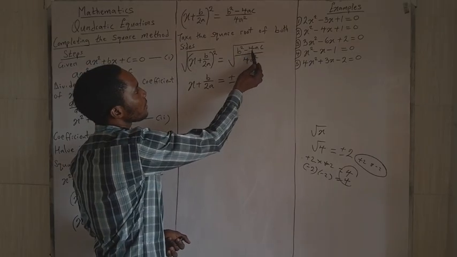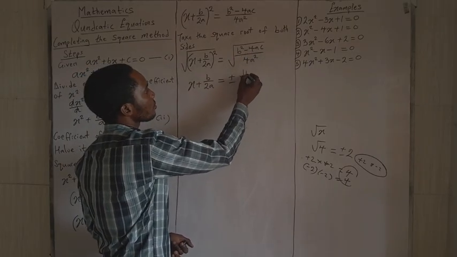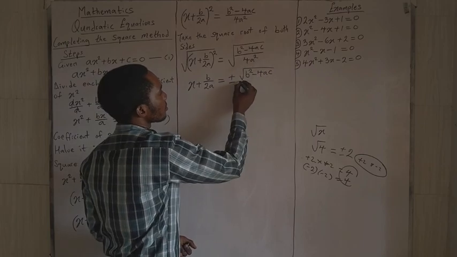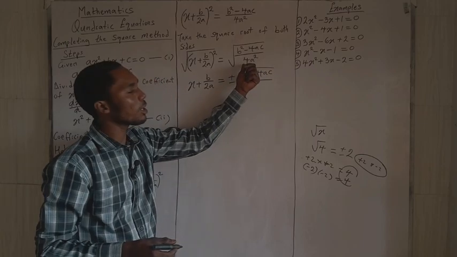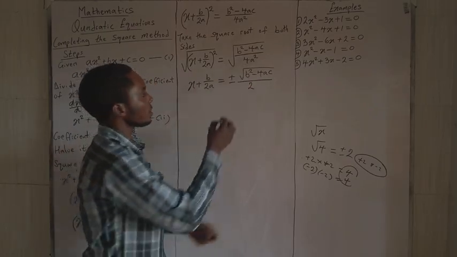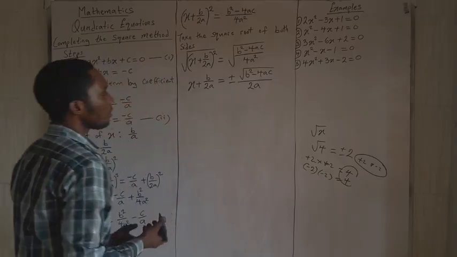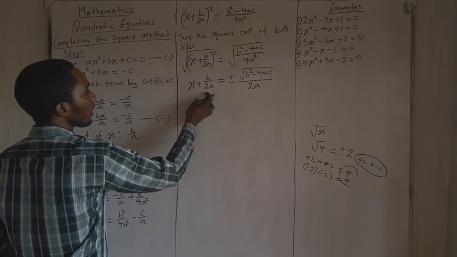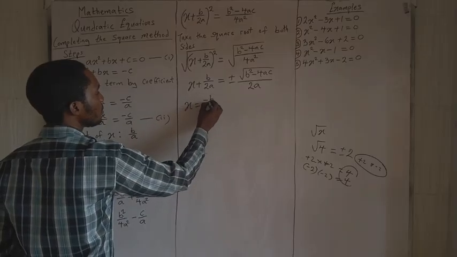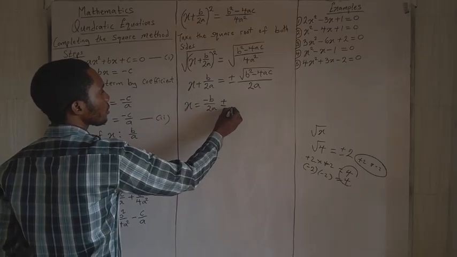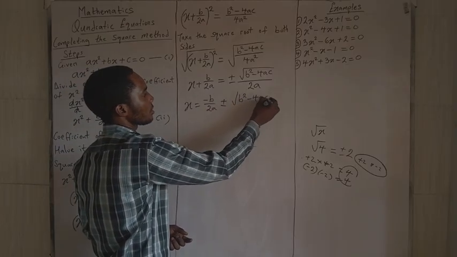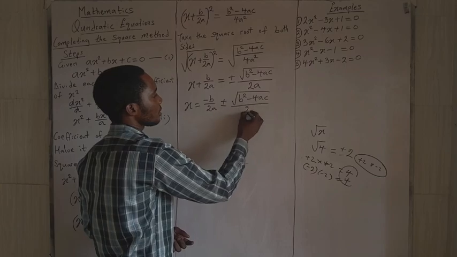The square root of b squared minus 4ac, we have that in the square root, over, what is the square root of 4? 2. The square root of a squared is a. We are looking for x. We move b over 2a to the other side of the equation. So we have x is equal to minus b over 2a plus or minus the square root of b squared minus 4ac over 2a.